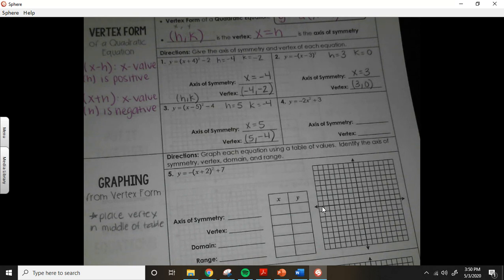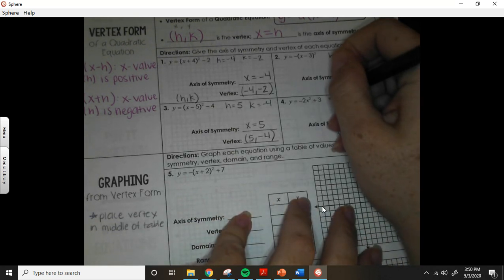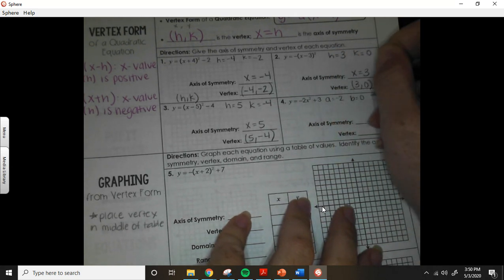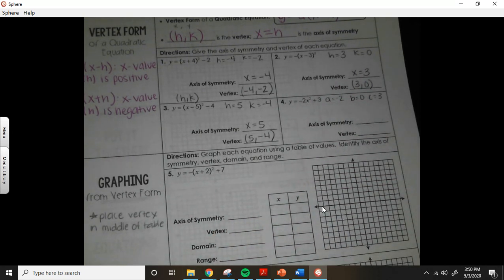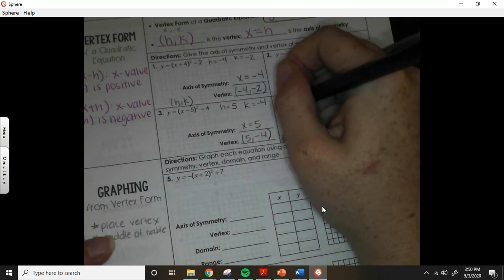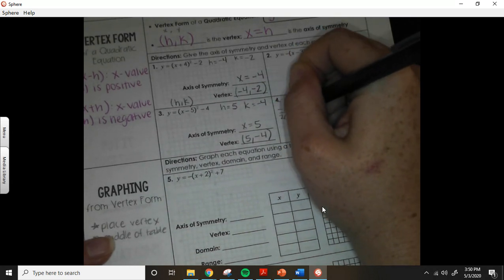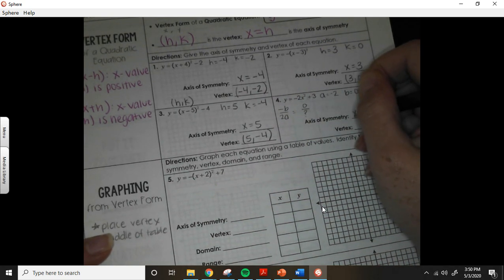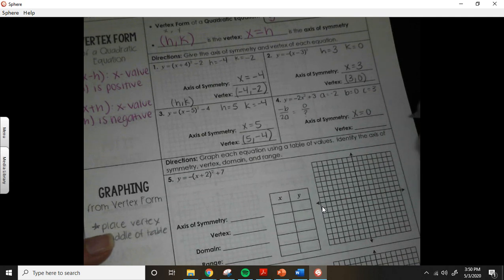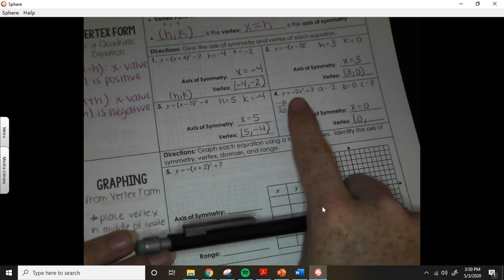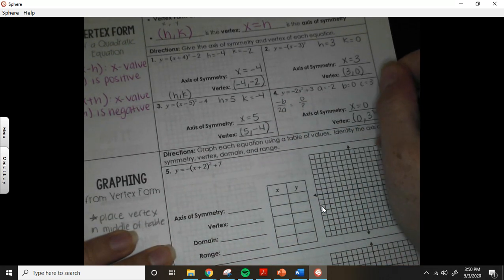So this one is not in vertex form. However, we remember from standard form, a is -2, b in this case is 0, and c is 3. We don't really need c, but c is 3. So the axis of symmetry is -b over 2a, so 0 over anything, doesn't matter what it is, is going to be 0. And then we know the x value of our vertex is going to be 0.